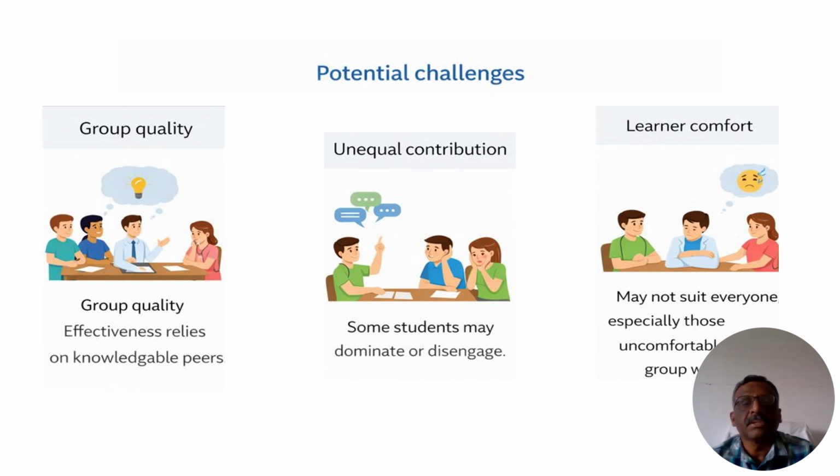There are certain potential challenges. If the group quality is bad, effectiveness relies on knowledgeable peers, so if the quality is not good, you are going to face problems. Unequal contribution: if only a few are contributing, and others are not contributing or are dominating, the group will be poorly formed. Next, learner comfort may not suit everyone, especially those uncomfortable in the group.